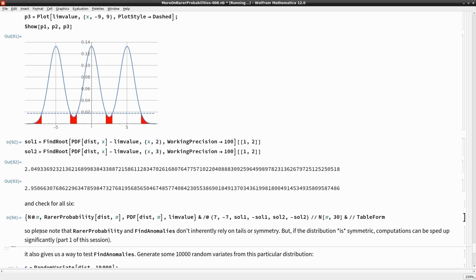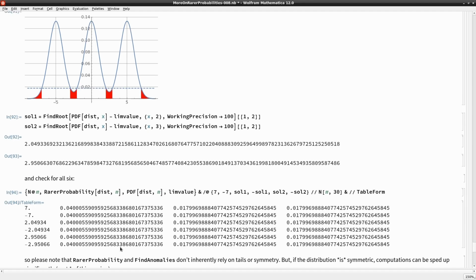So with this I want to emphasize that you should please note that rarer probability and find anomalies don't inherently rely on tails or symmetry. But if the distribution is symmetric, computations can be significantly sped up. In fact, roughly by a factor of 2 if you're using 2 times the integral over a symmetric subdomain. That was part 1 of this session.